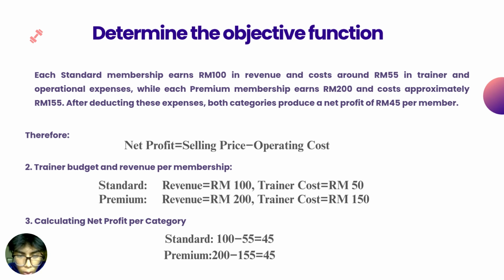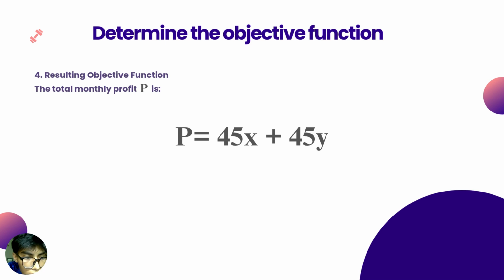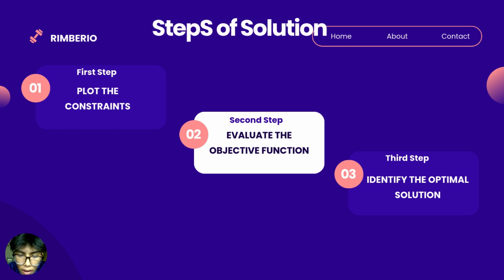So this leads us to our objective function, resulting in the total monthly profit P, which is P equal to 45x plus 45y. Alright, so this function will be evaluated at each corner point of the feasible region to find the maximum profit. Okay, so let's look at our steps of solution. The first step, we need to plot the constraints, the second step, we need to evaluate the objective function, and the last step, we need to identify the optimal solution.